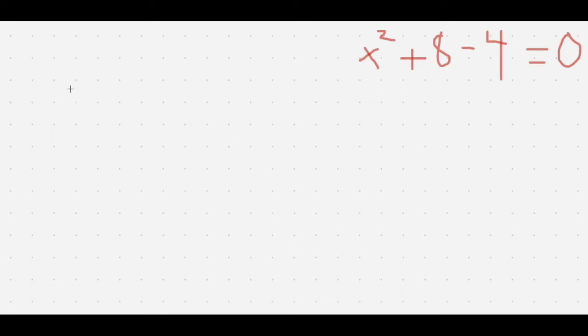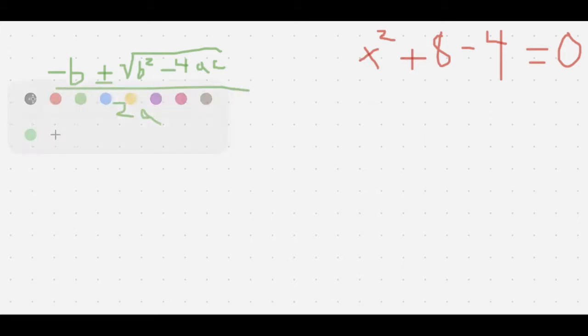Let's set up our quadratic equation, which we know is negative b plus or minus the square root of b squared minus 4ac, over 2a. So now that we have that, we can plug in our numbers, and we can know that this right here is a, 8 is b, and negative 4 is c.